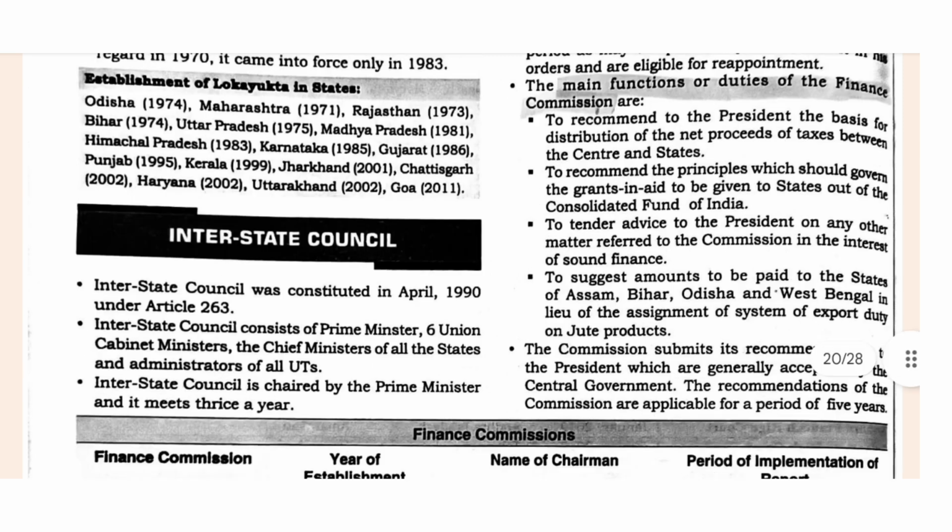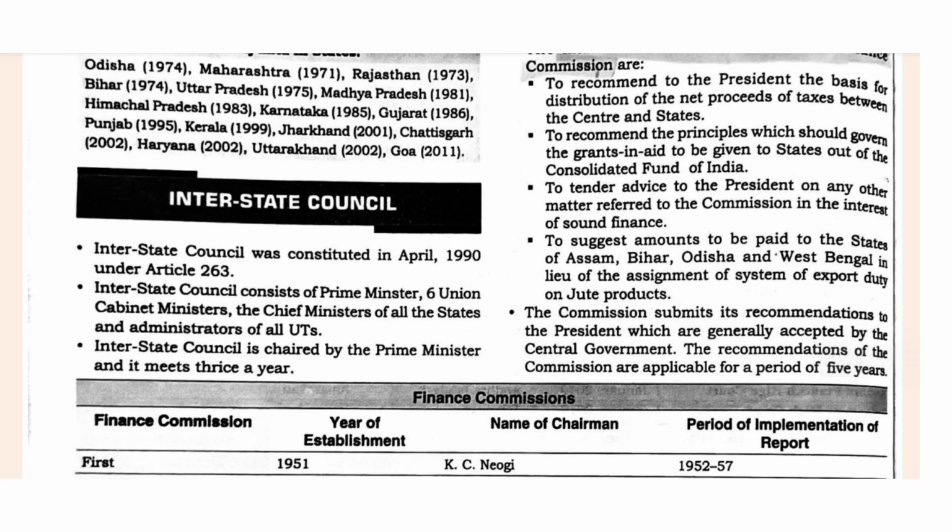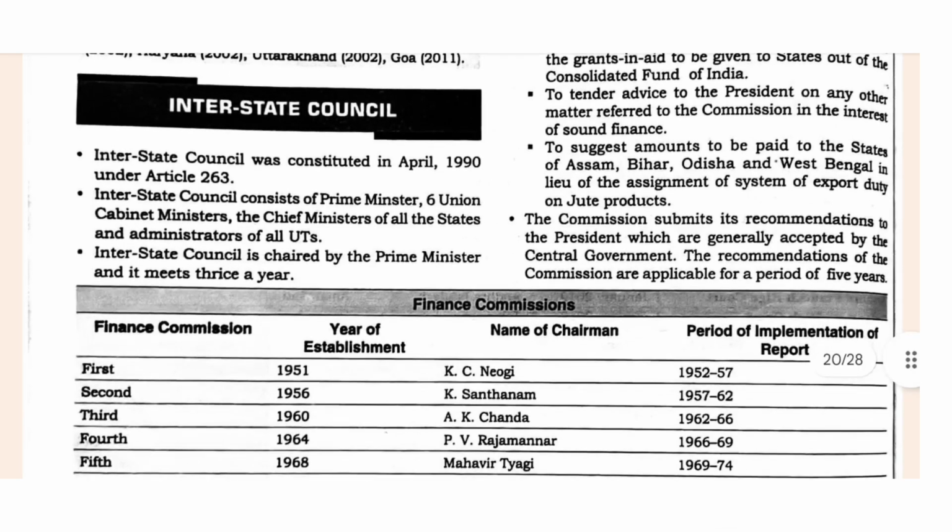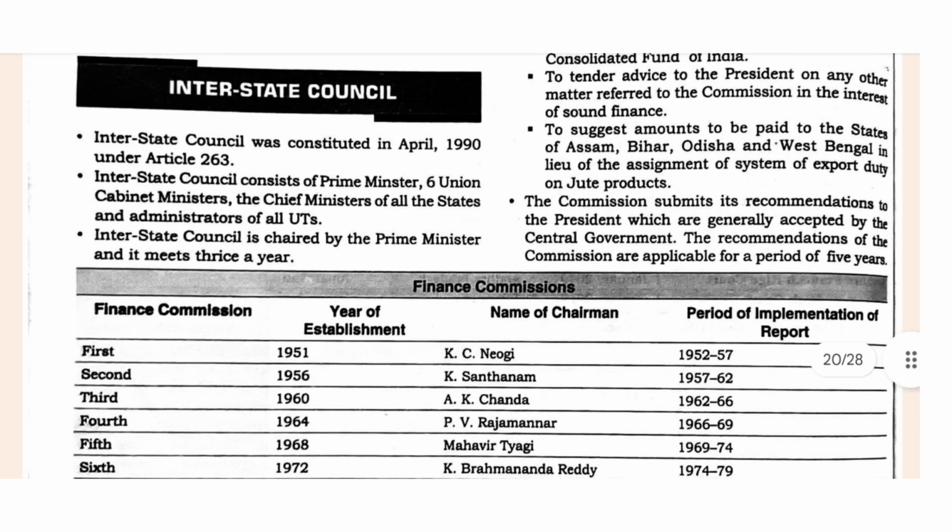The main functions or duties of the Finance Commission are to recommend to the President the basis for distribution of the net proceeds of taxes between the center and the states. They recommend the principles which should govern the grants-in-aid to be given to states out of the Consolidated Fund of India. To tender advice to the President on any other matter referred to the Commission in the interest of sound finance. To suggest amounts to be paid to the states of Assam, Bihar, Odisha, and West Bengal in lieu of the assignment of export duty on jute products.